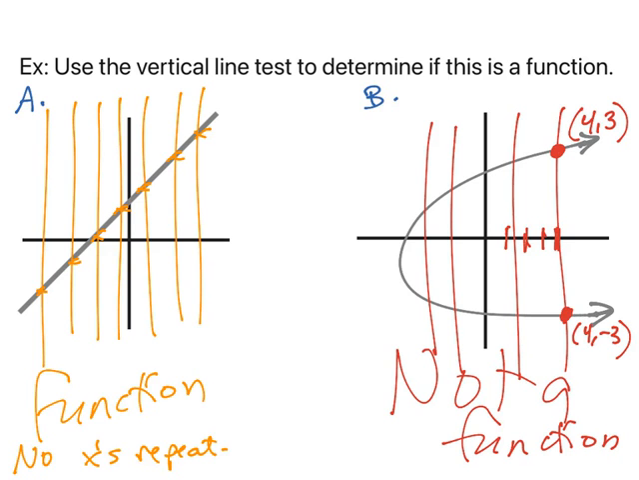So really, you're going to just draw vertical lines, see how many times it crosses the graph. If it's more than one, it is not a function.